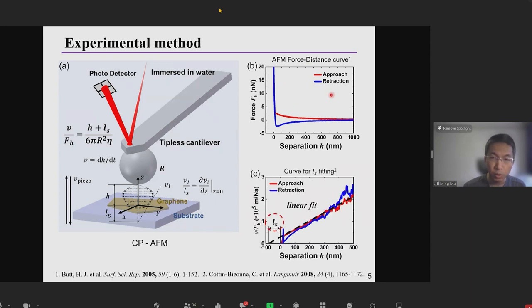And further on, we do one more step. We convert it so the x-axis remains the separation, but the y-axis will be the ratio between the vertical velocity and the force exerted on the AFM tip. And then surprisingly, what we find is that if you do the linear fitting for the approaching stage, and then extrapolate to the x-axis, this intersection will be the slip plus. This is straightforward because the y-axis is the left side of the equation, and when this is equal to zero, because Ls must be positive and is what we are interested in, H must be negative, and this is the intersection. And details can be found in these references.